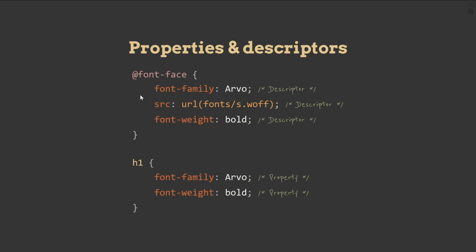So the H1 styling rule is telling you what you want to see. The @font-face is telling you what a particular font has. If you download that font, it will be called Arvo, and it will include the bold weight. So therefore, these two match up. So the top ones are descriptors, and the bottom ones are properties.